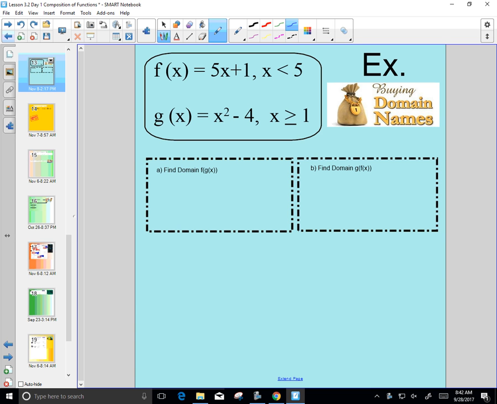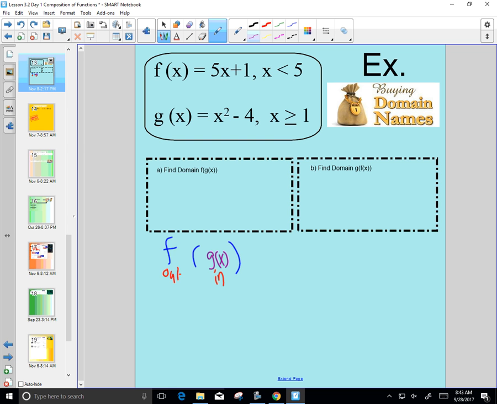Let's say I wanted to find f of g of x. Which is the inside and which is the outside of f of g of x? What's the inside, f or g? G is the inside because it's inside. This is what we're going to put in the inside, and this is the outside.